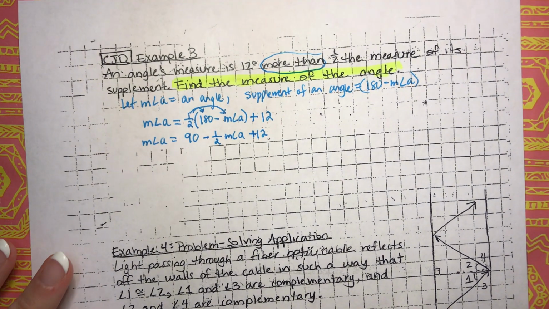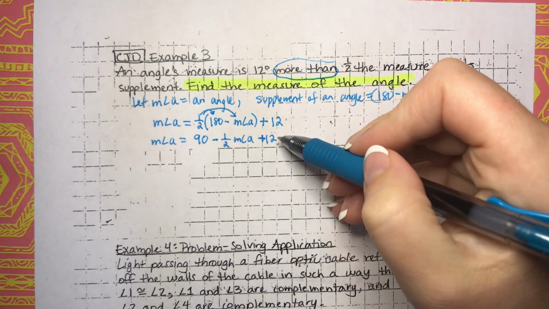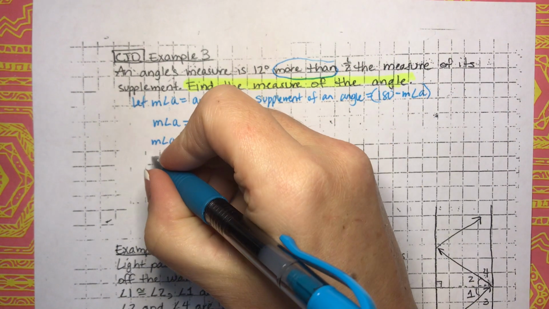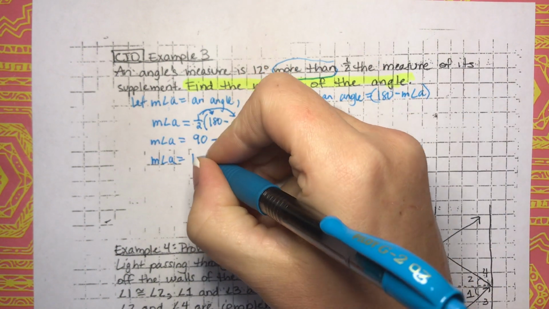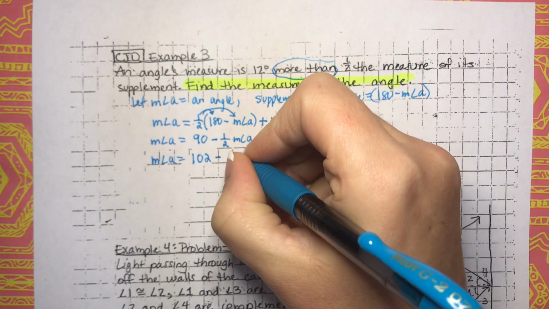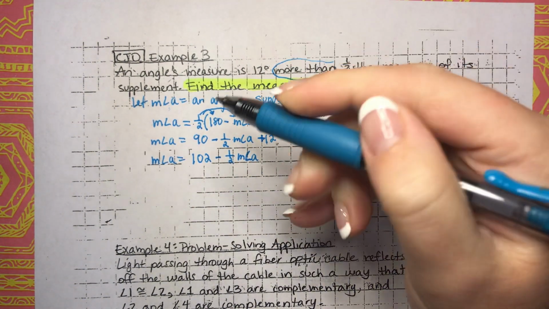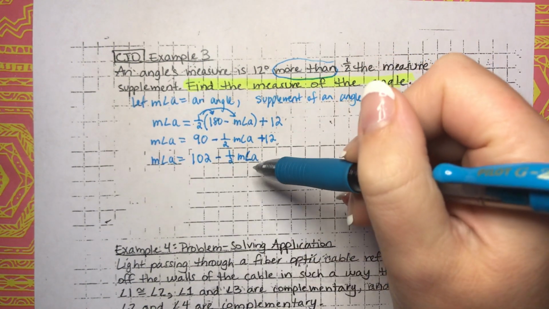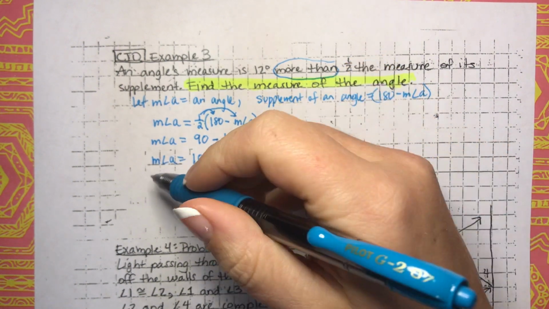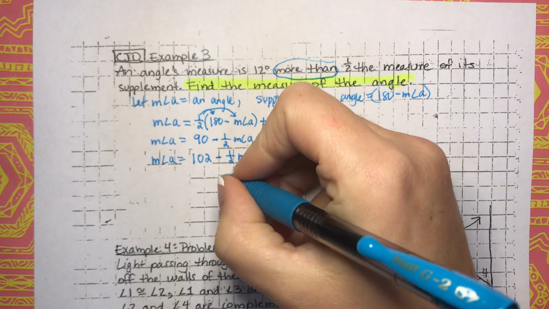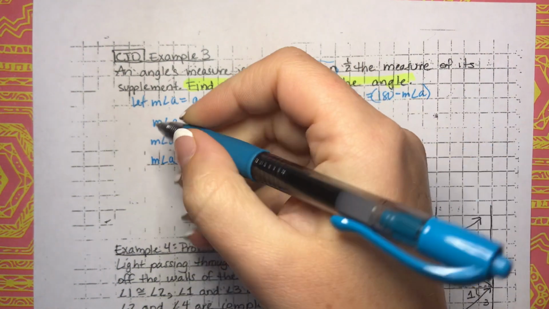So now we are just going to simplify, right? These two numbers, 90 and 12, we can combine like terms there. So measure of angle A equals 90 plus 12 would be 102 minus 1/2 measure of angle A. All right, now we have the measure of angle A's on both sides. We need to get them on the same side. This is already over here by itself, so I'm just going to move this one over. To do that, I'm going to use the addition property of equality and add 1/2 measure of angle A to both sides.